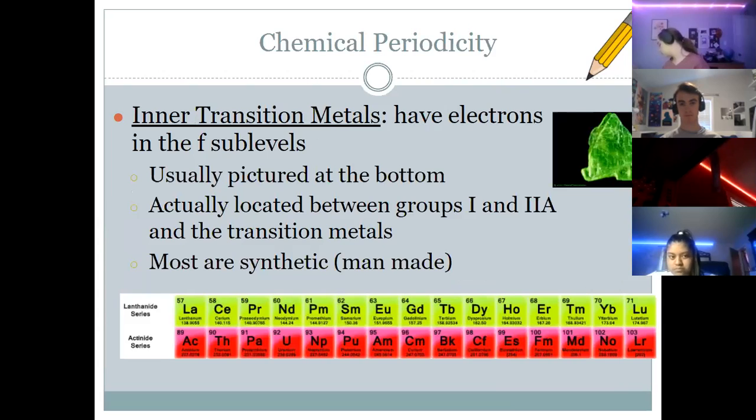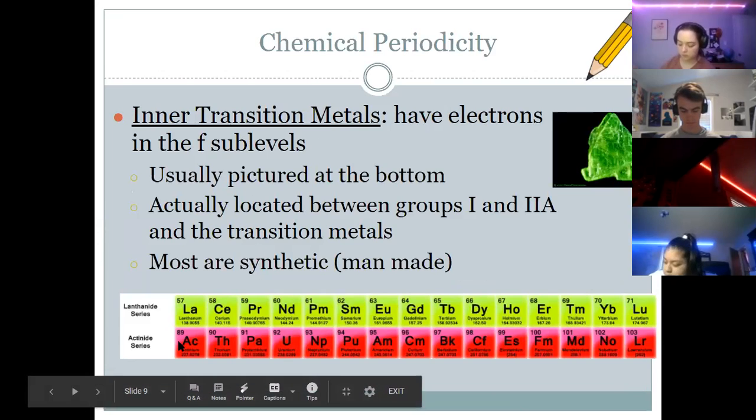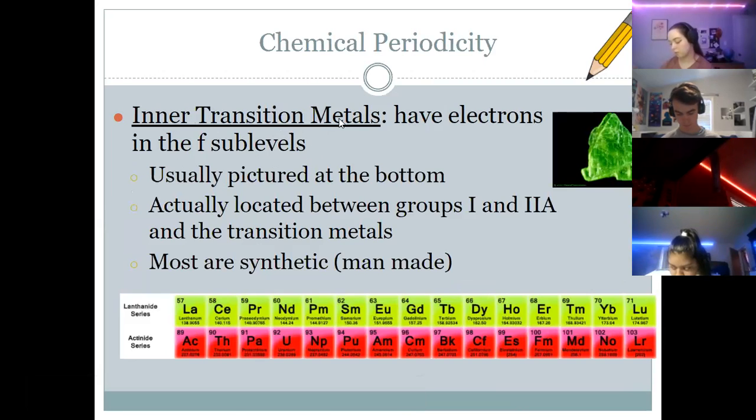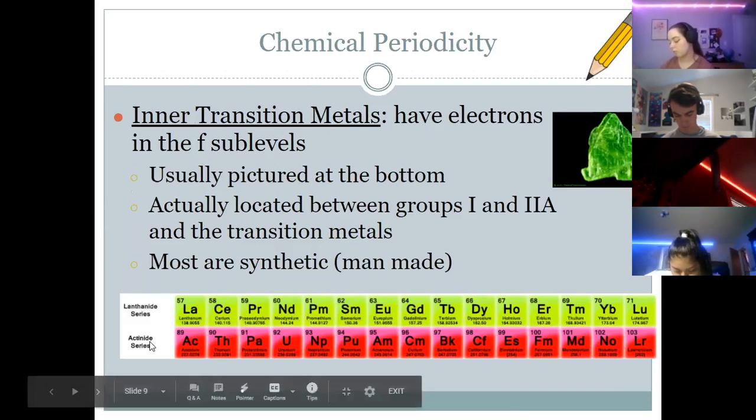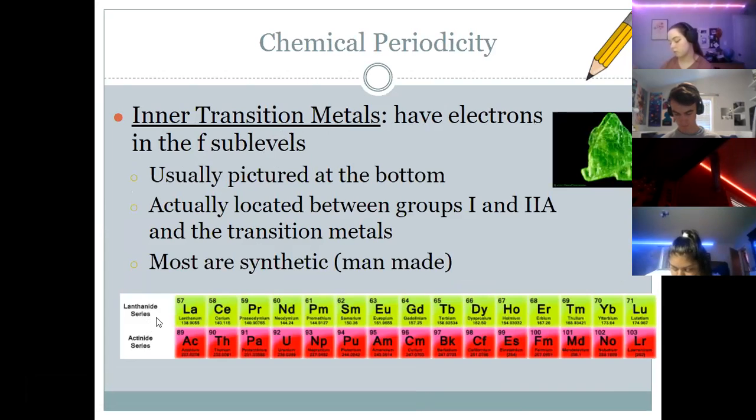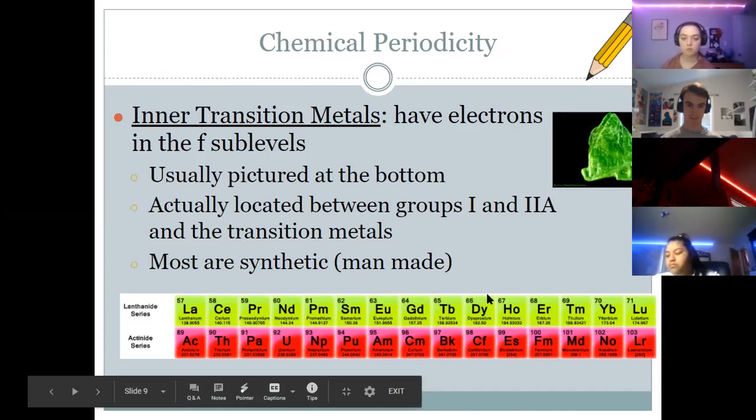All right, so now we're moving on to our inner transition metals. Our inner transition metals are just those 2 rows at the bottom of your periodic table, and the majority of the elements down here are man-made. Keep in mind that all the inner transition metals are part of the F sublevels, your 4F and your 5F. There are 2 components: the lanthanide series, which is the first row, and the actinide series, which is the second row.